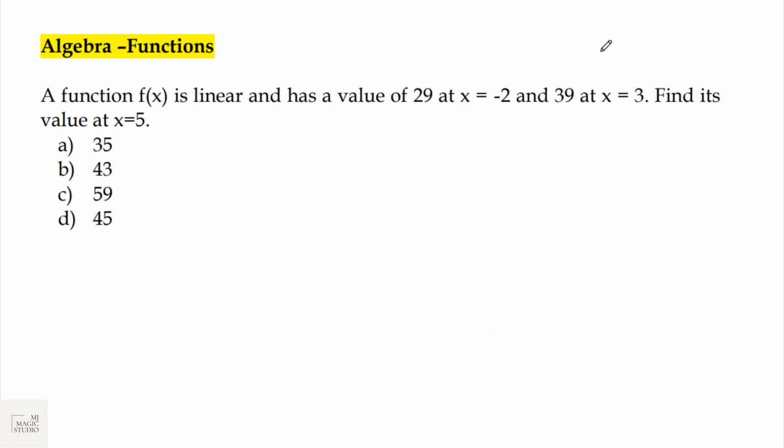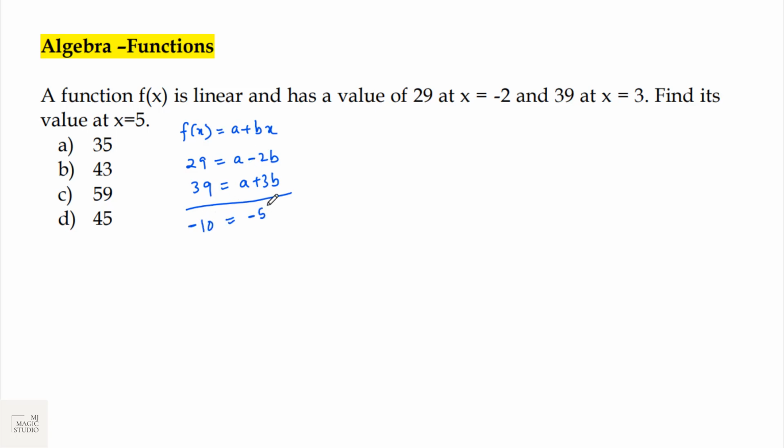Question from linear functions. Give it a try. Let's see what we have. A function f(x) is linear. A linear function is of the form a + bx and has a value of 29 at x equals minus 2. So its value is 29 when x is equal to minus 2. That means it is a - 2b. And its value is 39 when x is equal to 3. So it would be a + 3b. On solving this, we can find the value of a and b.